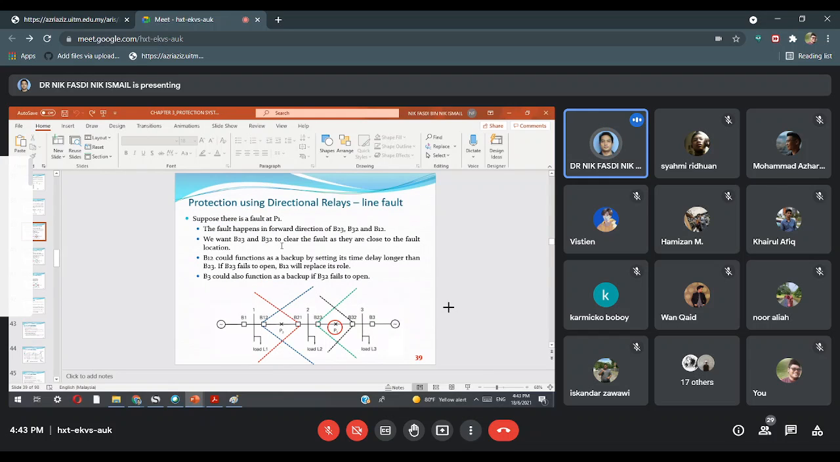So suppose there is a fault at P1. So ada fault dekat P1. This is P1. So if the fault happen in forward direction for B23, forward B32 and B12. Yang lain tu jadi reverse. Kenapa jadi macam tu? Okay. Fault kat sini. Okay, mungkin I boleh buat macam nak bagi faham. Okay.